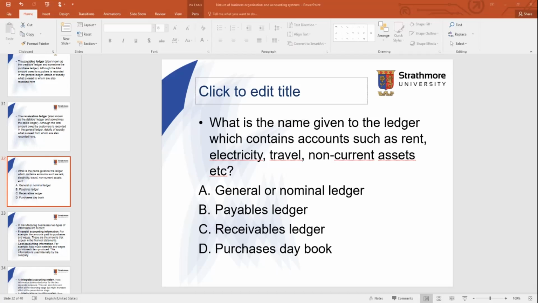This applies also to the purchase day book, which is a book of prime entry. So it can't be either of those. It can only be the general or nominal ledger. Why? Because it is not constrained to a particular account. It's general: rent account, electricity account, travel account, non-current account. Therefore, this is a general or nominal ledger. I hope it's clear. Okay, great.